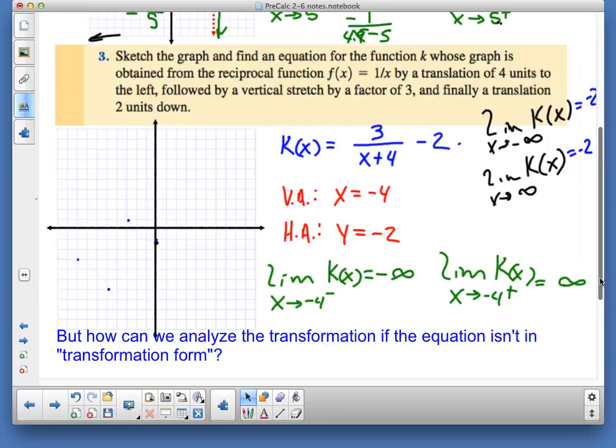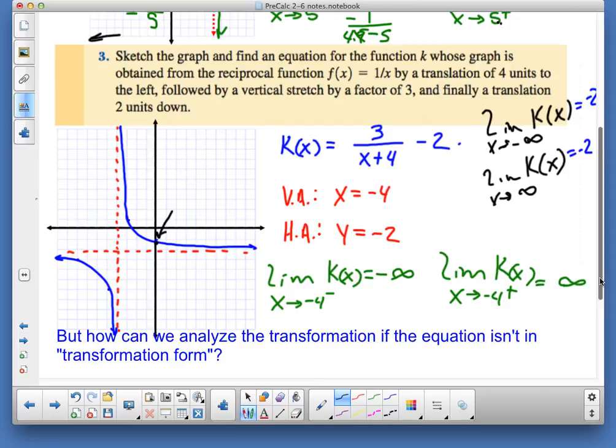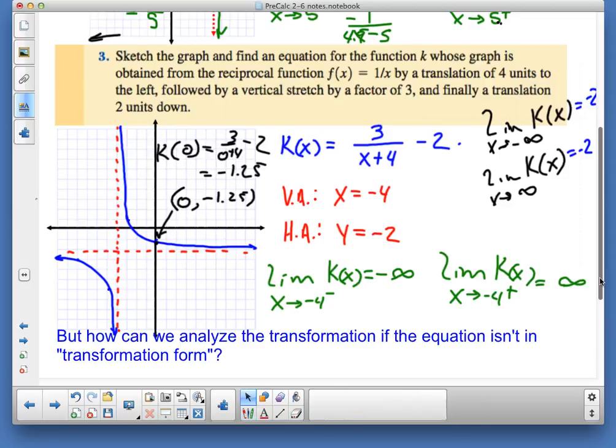But if I go to -4, 1, 2, 3, 4, I got my asymptotes going on, down 2, okay, that moved where my horizontal and vertical asymptotes cross. Well, that makes sense. I've got my HA of -2, and I'm coming through here and there, but I'm going to make sure about my y-intercept because I have k of 0 equal 3 over 0 plus 4 minus 2. Well, that's going to be -1.25. Okay, and it makes sense that at 0, -1.25, I have a y-intercept. Okay, as I prep my function.